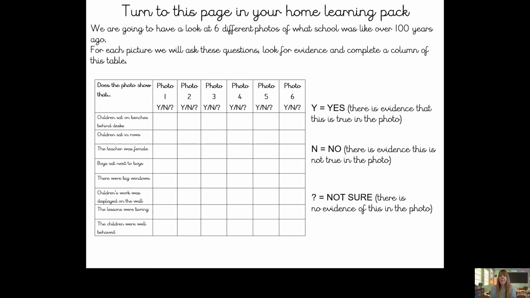So in your home learning pack, you need to turn to lesson 9 where you'll see some photos, but I want you to turn to the page where you see this grid, and we're going to have a look at 6 different photos of what school was like over 100 years ago. And for each picture, we're going to ask these questions. We're going to look for evidence and complete a column of this table. So we've got 1, 2, 3, 4, 5, 6 photos that we're going to look at. And you can see that we've got 1, 2, 3, 4, 5, 6, 7, 8 questions that we're going to ask.